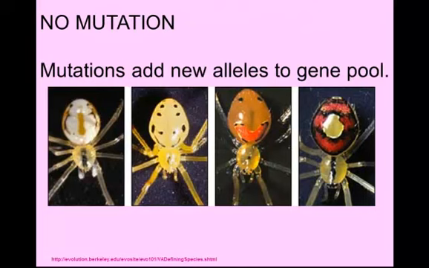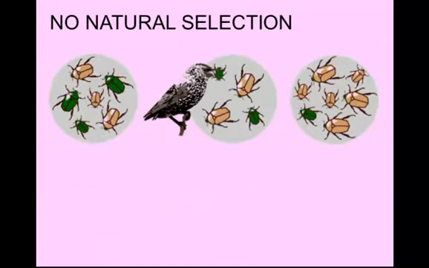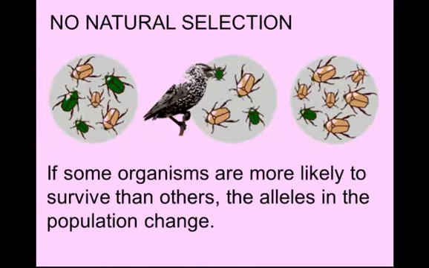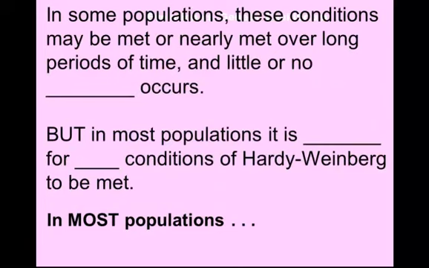No mutations. Mutations add new alleles to the gene pool and change the frequencies. And then no natural selection. If we are selecting for certain organisms to be more likely to survive than others, the alleles in the population will change, and that means evolution is going to happen. In some populations, these conditions may be met or nearly met over long periods of time, and little or no change is going to happen. And if there's no change in the gene frequencies, that means there's no evolution happening.